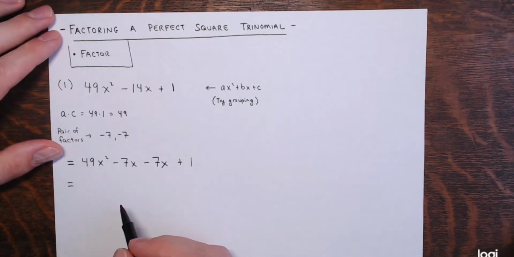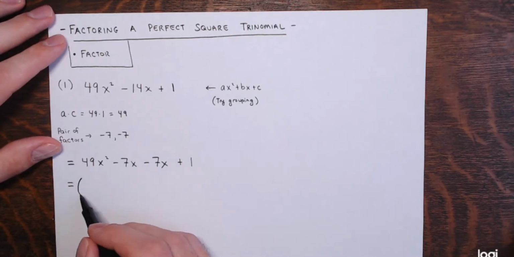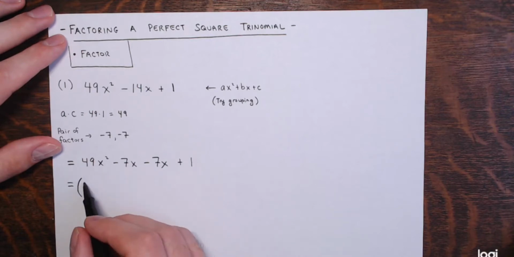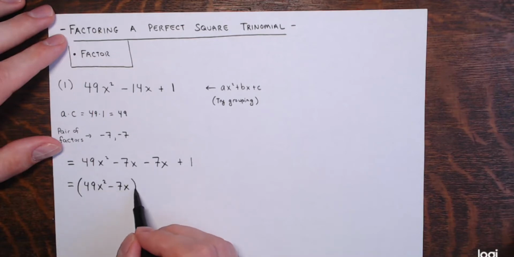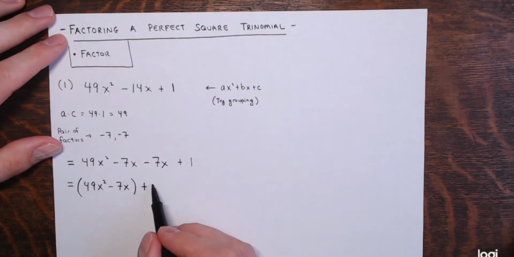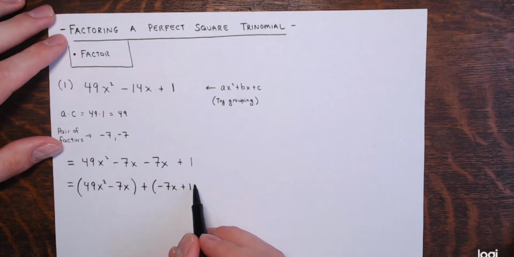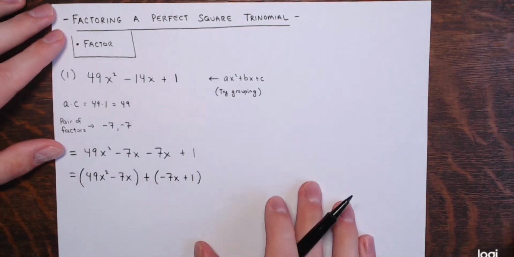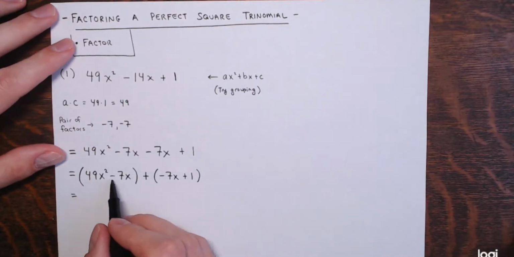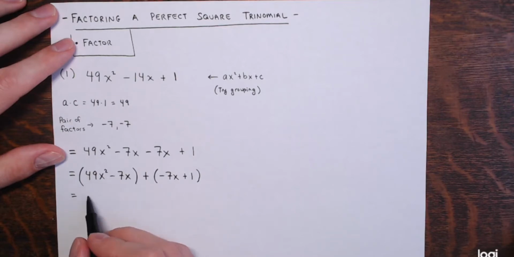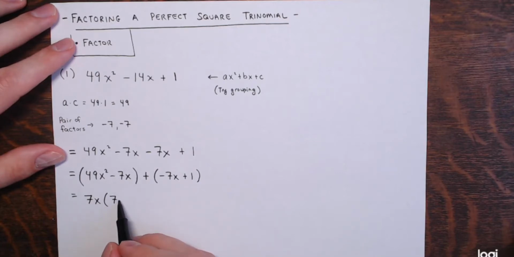Then comes the grouping part, where in parentheses I put one group of two terms, the first two terms, 49x squared minus 7x. And I like putting a big plus sign between the groups, plus, and then the next group has the next two terms, which are negative 7x and positive 1. Then you factor out the greatest common factor of each of these groups. So 49x squared minus 7x has a GCF of 7x. I'd pull out 7x, and what would be left over would be 7x minus 1.